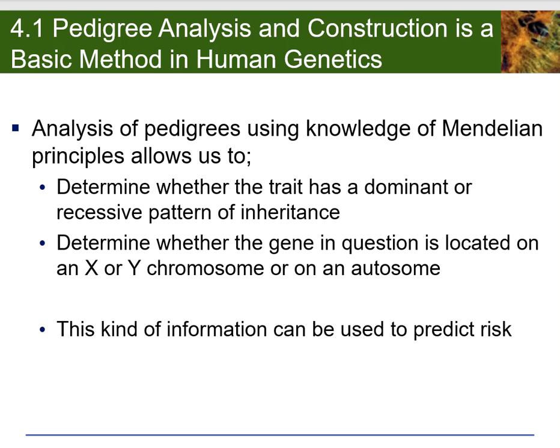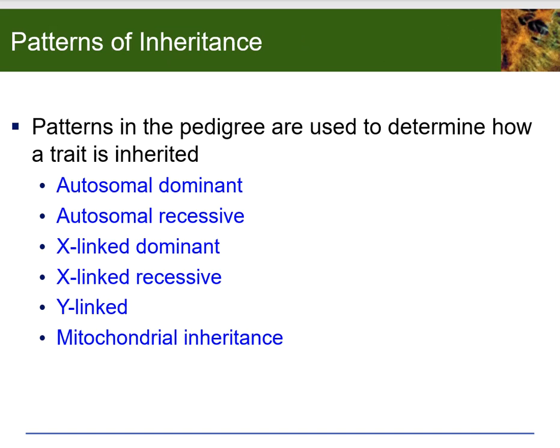if that's what you're looking at. So, analysis of pedigrees using knowledge of Mendelian principles allows us to determine whether the trait has a dominant or recessive pattern of inheritance, determines whether the gene in question is located on an X or Y chromosome or on an autosome, and also allows us to use this information to predict risk for individuals.